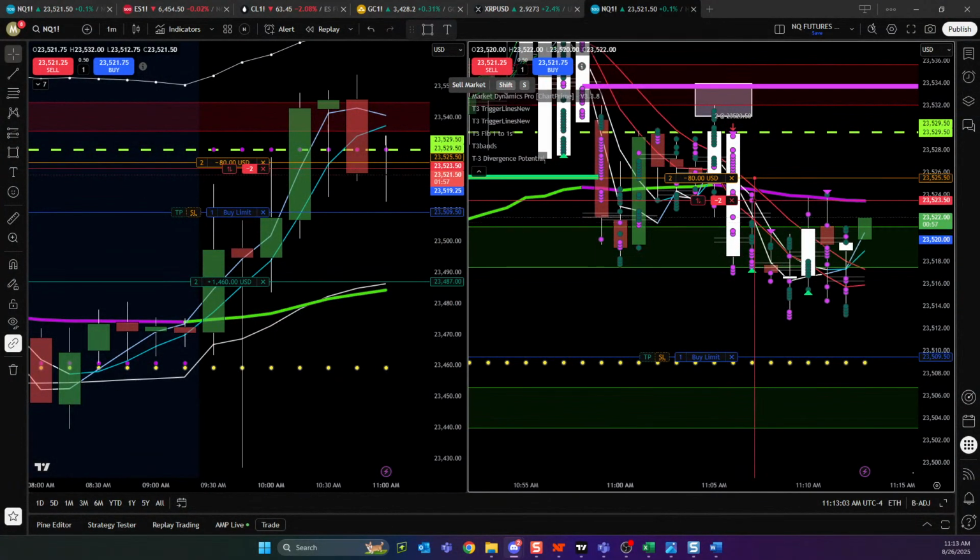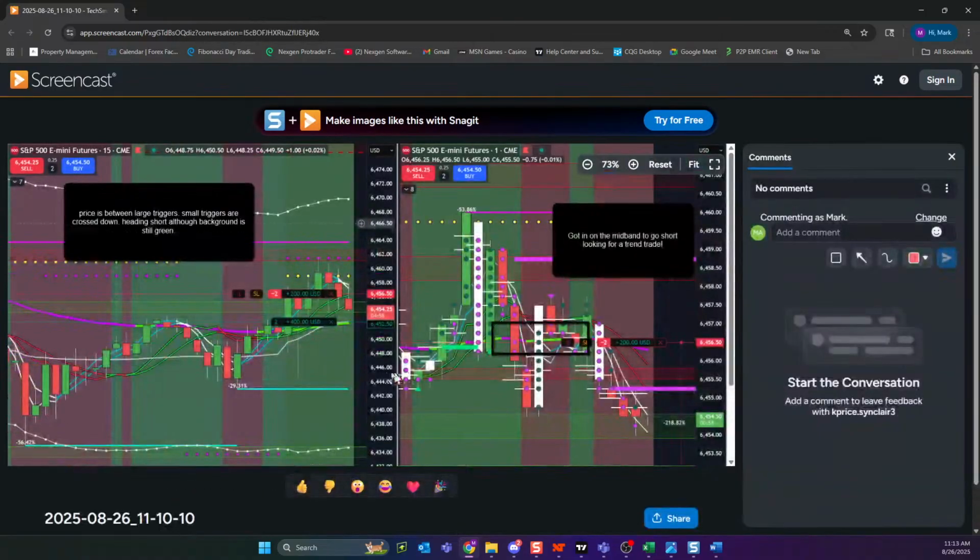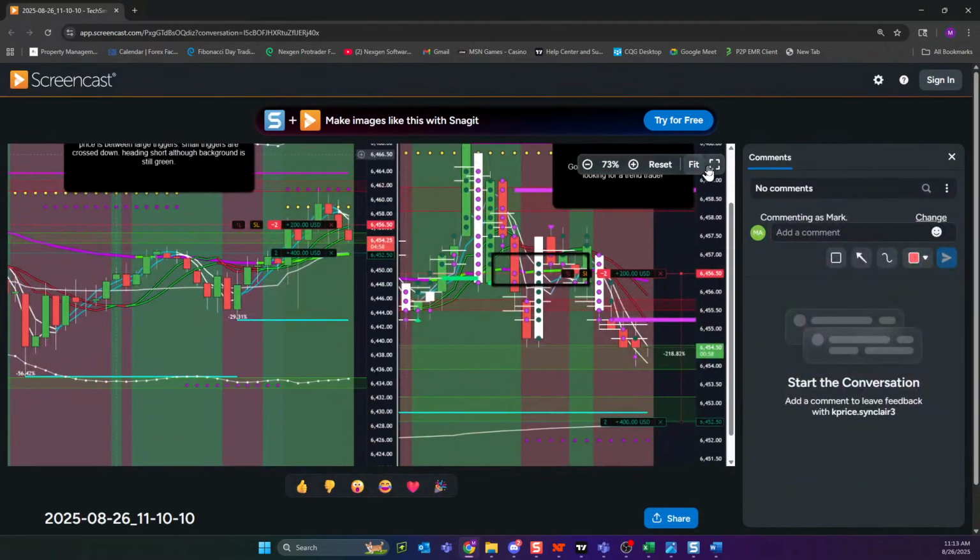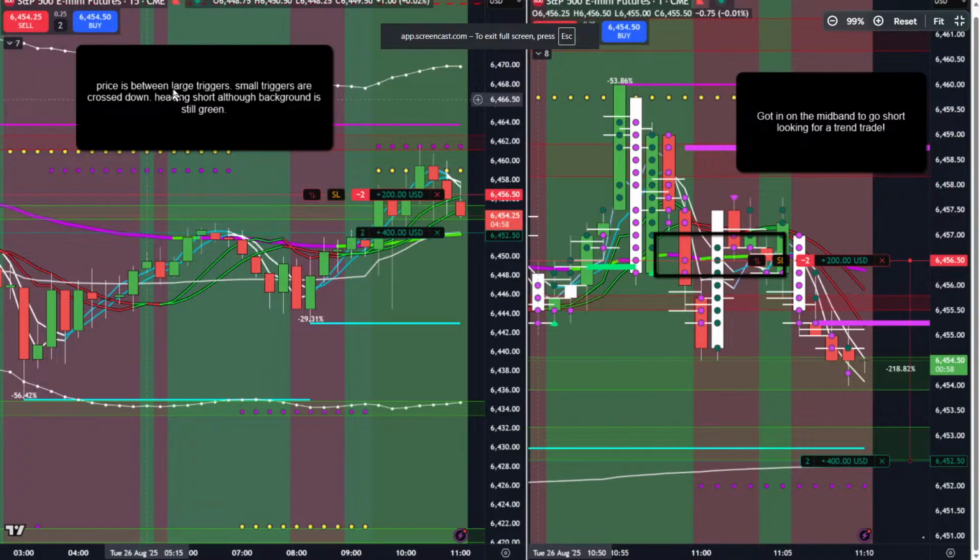Now it's turning against us, guys. We'll see what happens. I don't care. 80 bucks is worth it. I want to double check this one more time. I didn't read. Prices between the large triggers. Small triggers are crossed down, headed short, although background is still green.